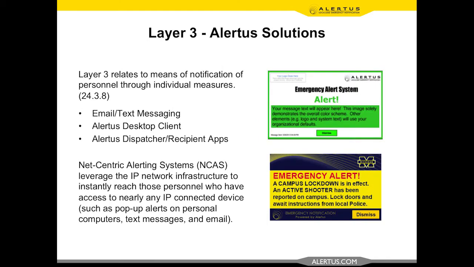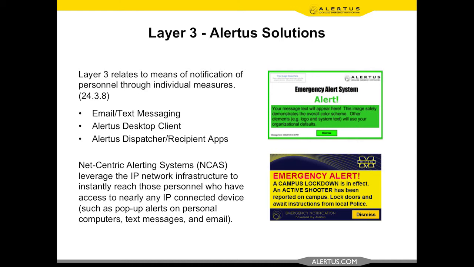Layer 3, this layer relates to means of notification of personnel through individual measures. So this is getting to your text, your email, your mobile app, your desktop client. Having a desktop client pop up on every office PC within your organization is extremely powerful. It allows you to reach people that are in individual offices, that are in meetings, that are working from a PC, doing presentations. This is really an exciting way to reach your population.